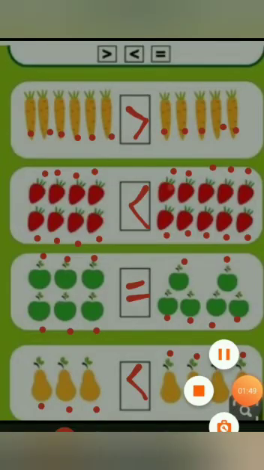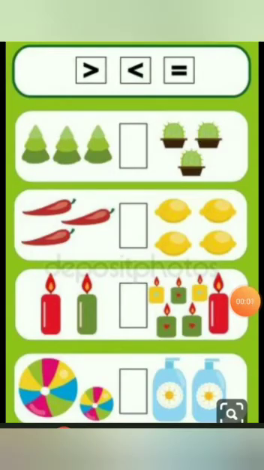Let us take another example. Count these trees. 1, 2, 3. There are 3 trees in one group. Count these trees. 1, 2, 3. There are 3 trees in another group. So, on both sides there are equal trees. So, 3 equal to 3.